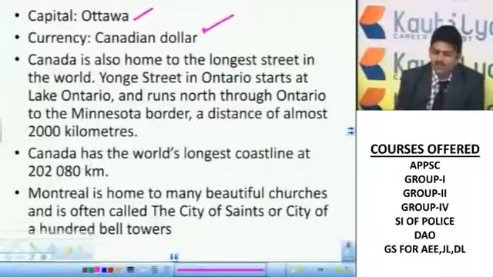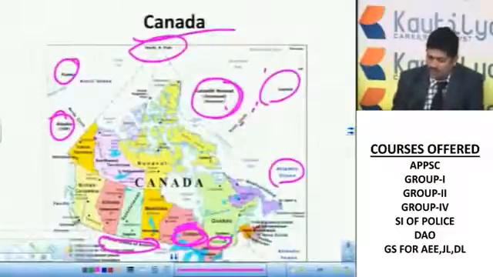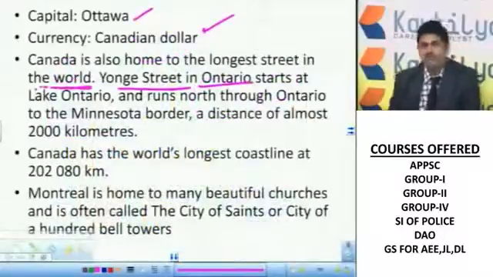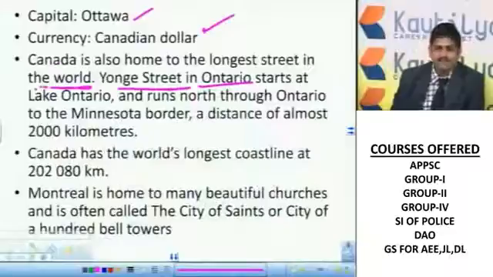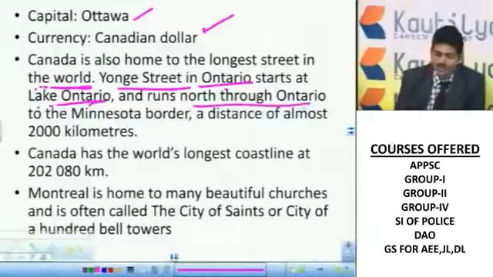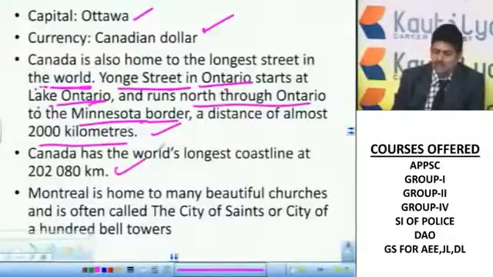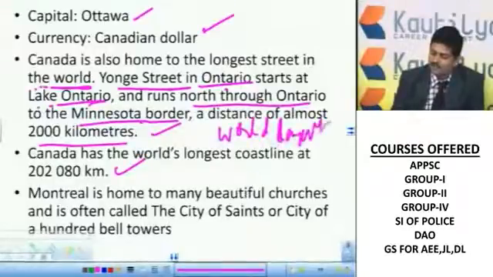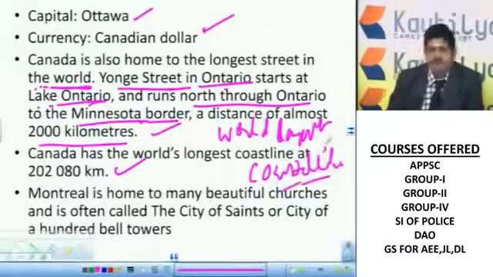Canada is also home to the longest street in the world. So what is that street? Yonge Street. It is in Ontario. I already told you Ontario is very important. You can see Niagara Falls; all these are in Ontario. Yonge Street starts at Lake Ontario and runs north to the Minnesota border, a distance of almost 2000 kilometers. Next, Canada has the world's longest coastline, which is very important. A coastline is where there is sea or ocean.